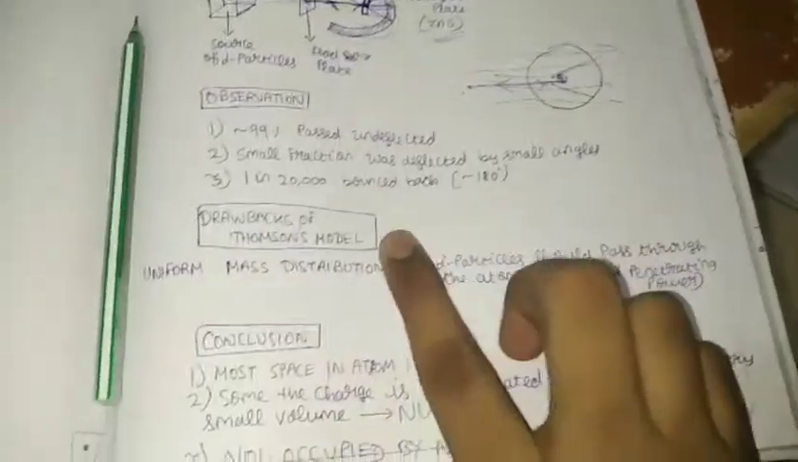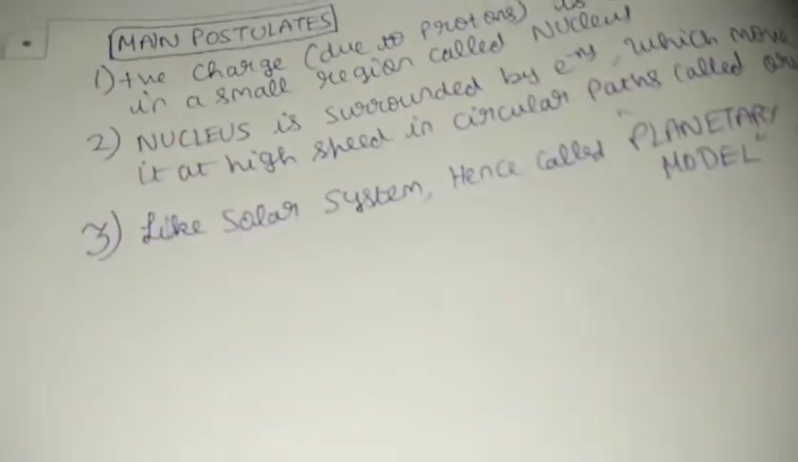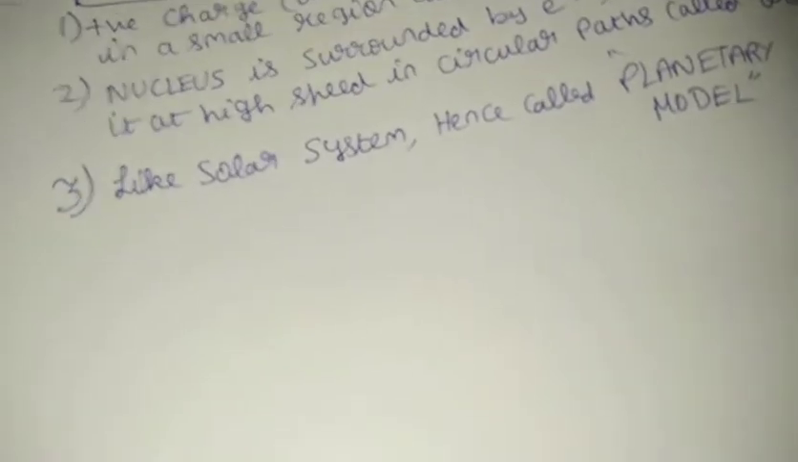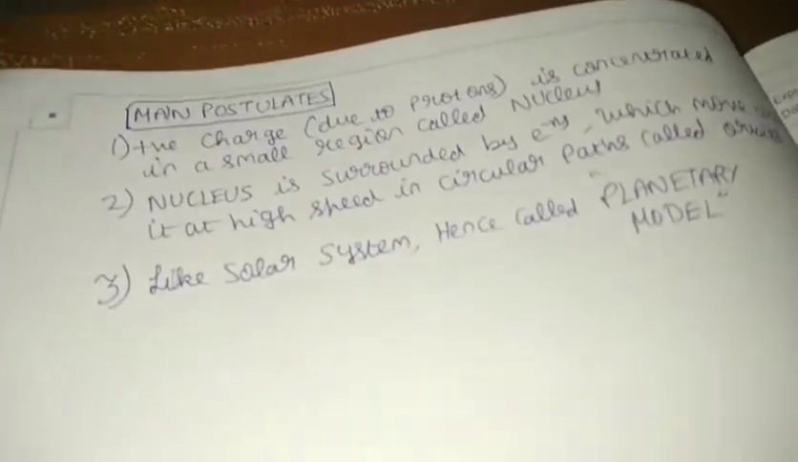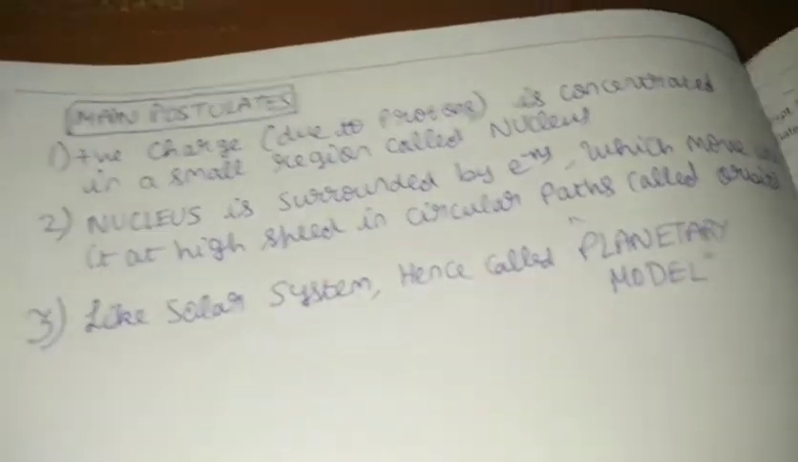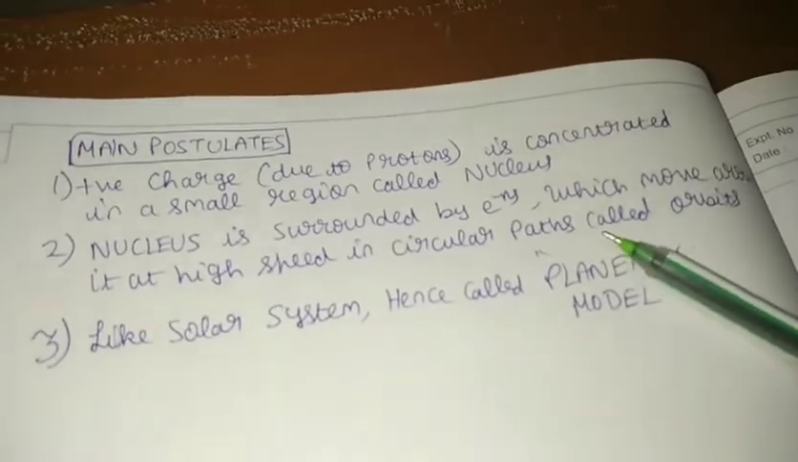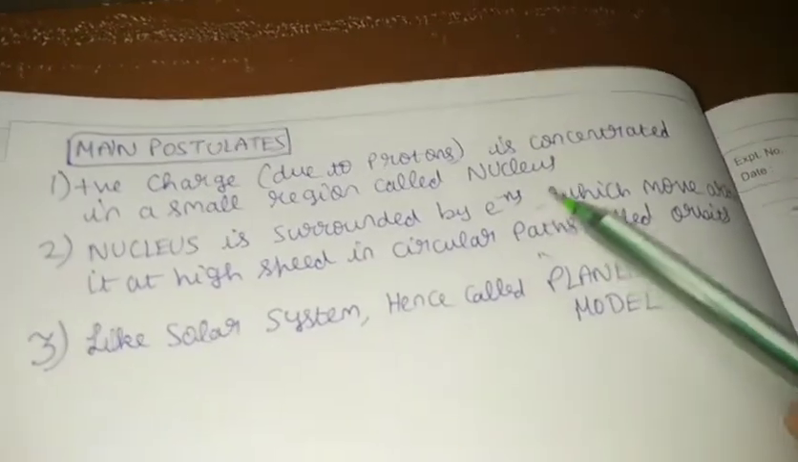So this was basically the observation and drawback of Thomson's model and the conclusion of Rutherford's model. Okay, so now if you write this in board exams you get marks, and you can add some diagrams and extra fittings. The main postulates were: positive charge is concentrated in a small region called the nucleus. That we saw just now, and this is the important point. The nucleus is surrounded by electrons which move around it at high speeds.